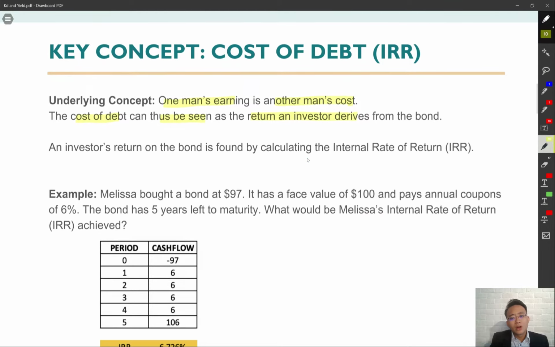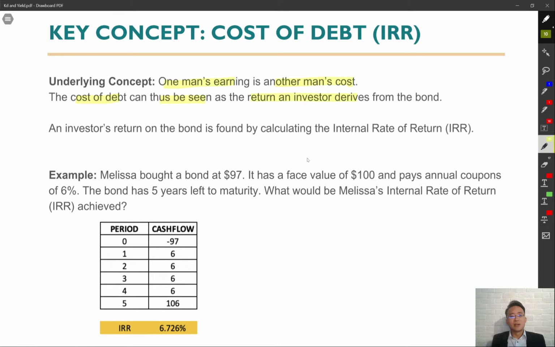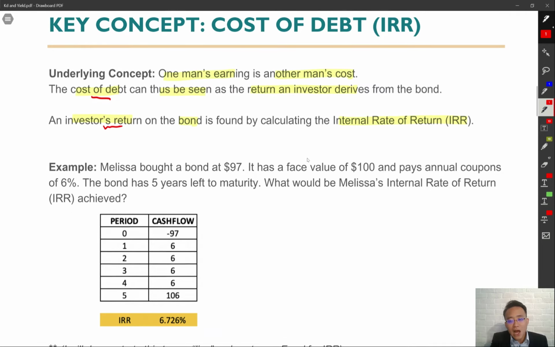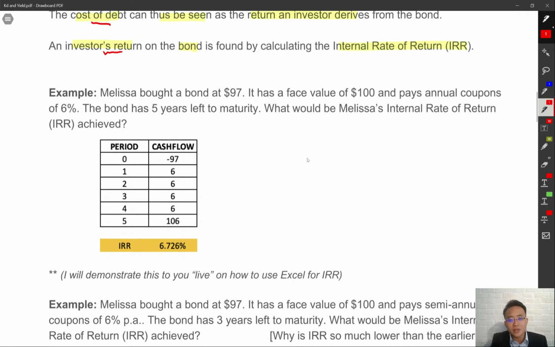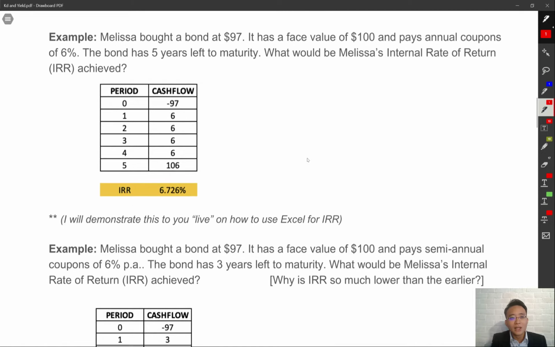Now, with that understanding, we can then find an investor's return on the bond using the IRR function. And if I know how much an investor earns, I would know then what the cost of debt is, right? So let's see how the IRR function works and how we can understand this better.